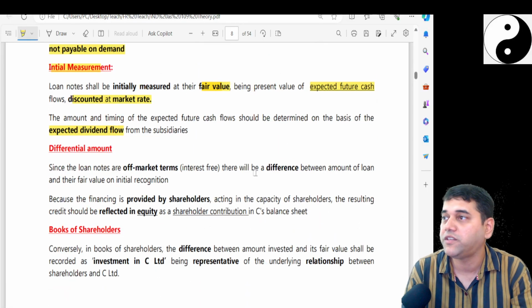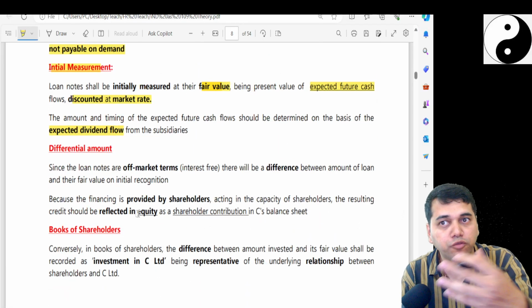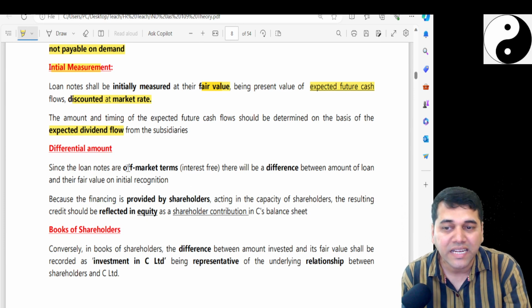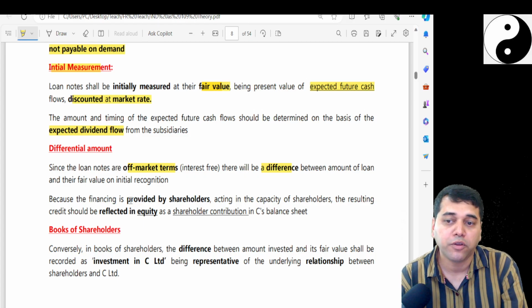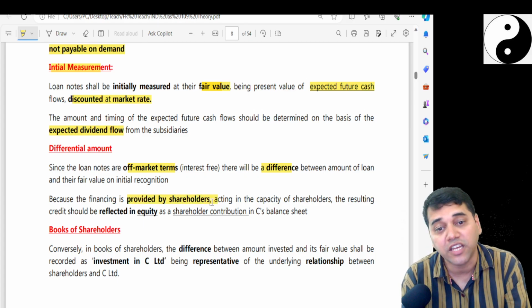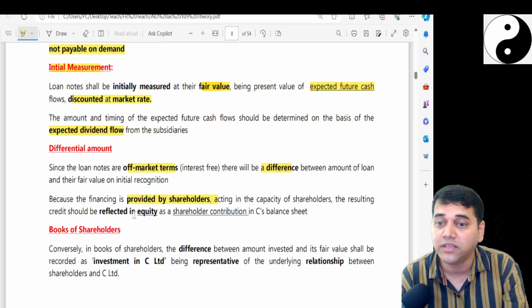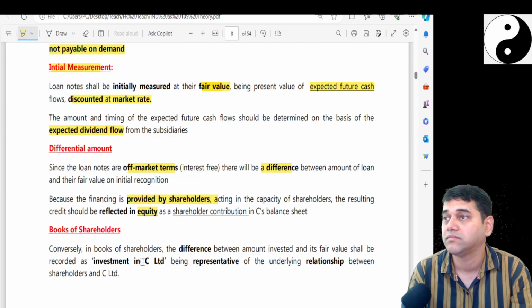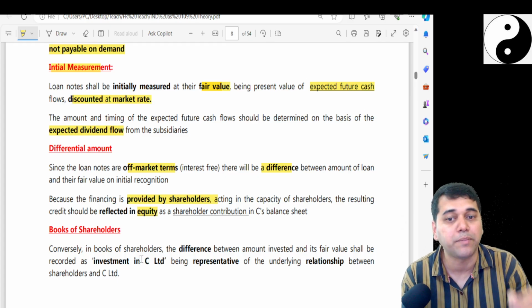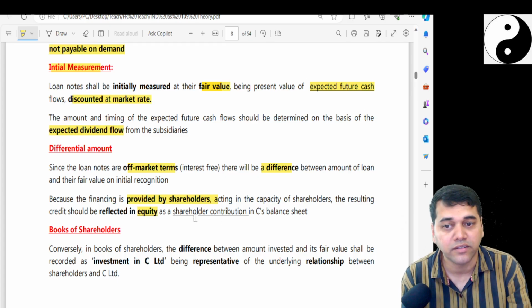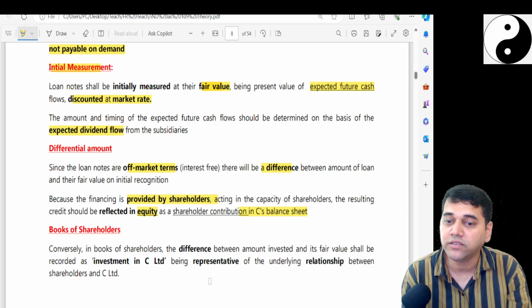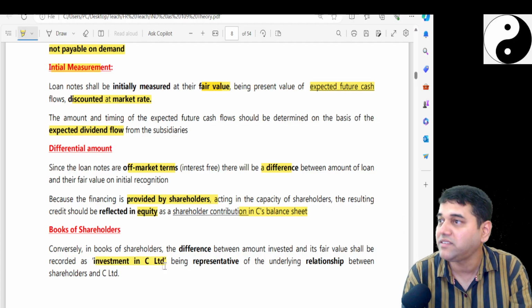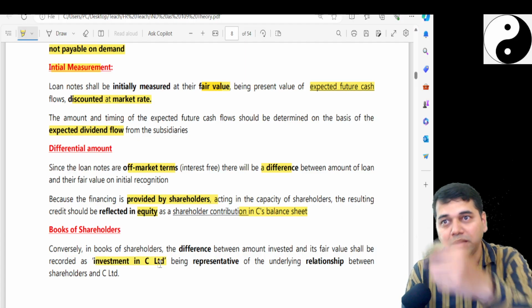Now, what about the differential amount? When you find out the present value, if you get a difference between the amount of the loan and the fair value, because the financing is provided by the shareholder in the capacity of a shareholder, it is reflected as equity. You have to treat it as equity. You don't take it to the P&L account. It's considered as an equity contribution in C's balance sheet. In the books of the shareholders, it's an investment in C Limited. The difference will be investment in C.